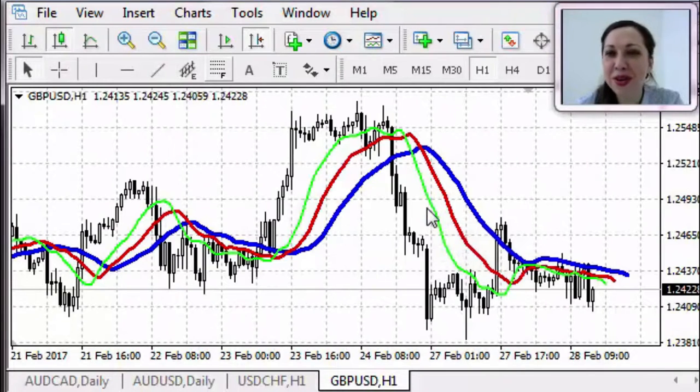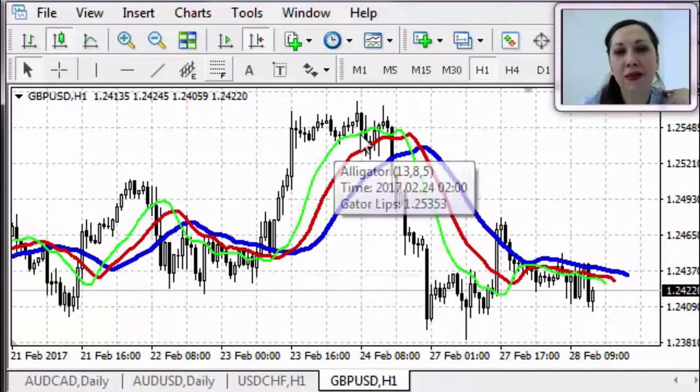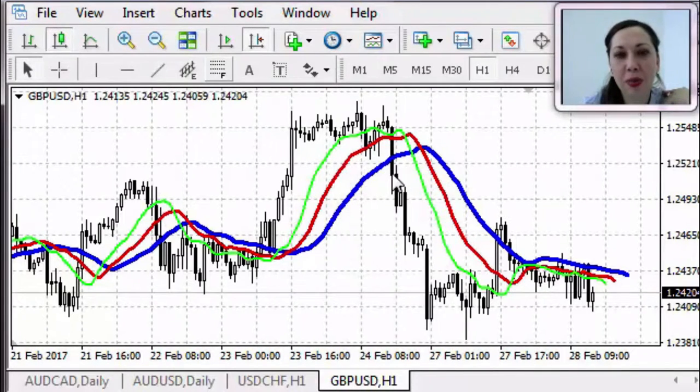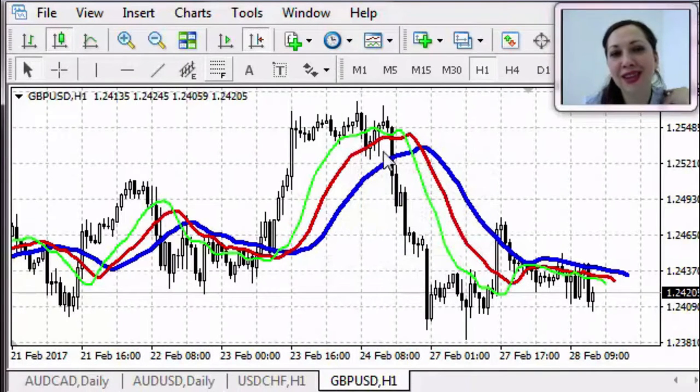And regarding the terminology, as the creator is Bill Williams, he denotes some periods of alligator and gives them names. For example, when we have our lines of alligator stretched apart and pointing up, he calls this period in the market that the alligator is awakening.